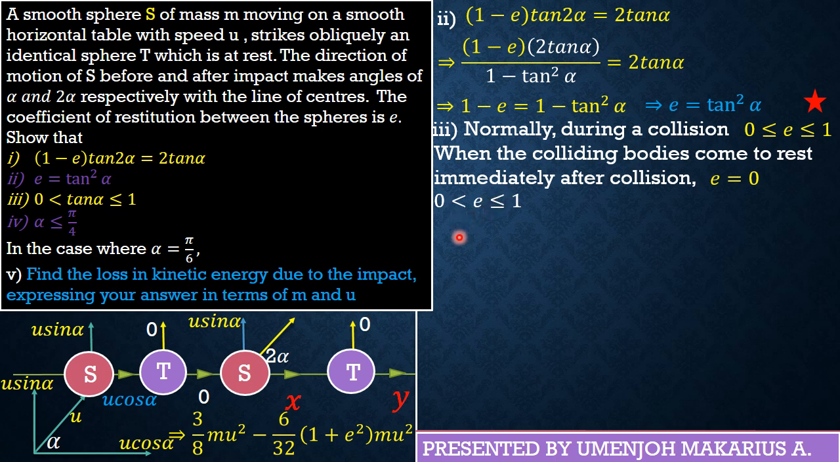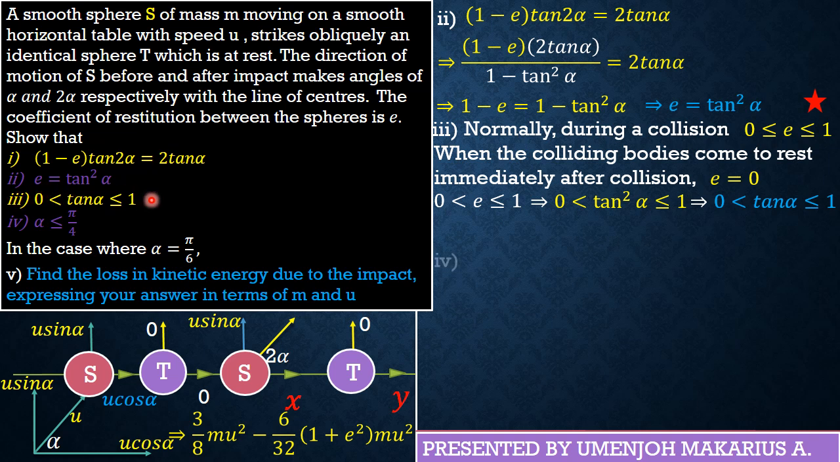But friends, what is our E in this case? What's our E according to our initial proof? It is tan squared alpha, right? So that implies we are going to have 0 less than tan squared alpha less than or equal to 1. If we take the square root on both sides, we are going to have 0 less than tan alpha less than or equal to 1. Good. That is the proof, guys. That is what we have been asked to show in this Roman 3.